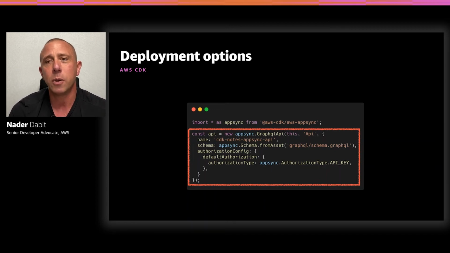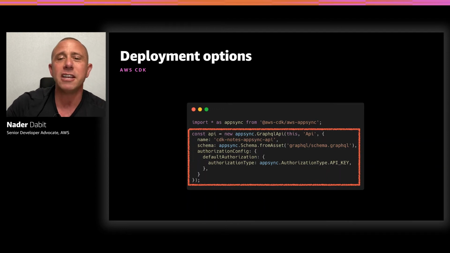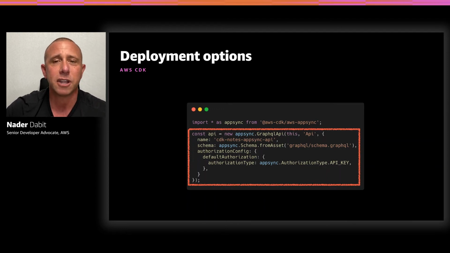It's going to be in graphql/schema.graphql. And then we're defining a base authorization type. And in this example, the authorization type is API key. You can then define additional authorization types. So if you want a mixed authorization scenario, where we have both public and private access, you can define that here as well.